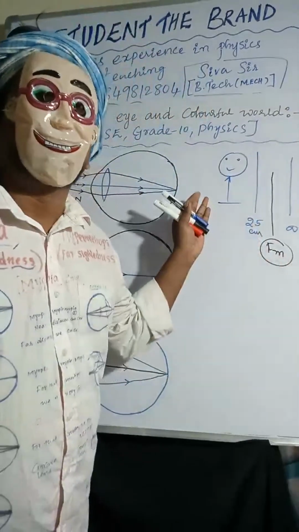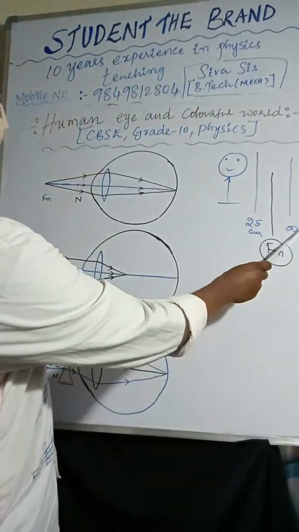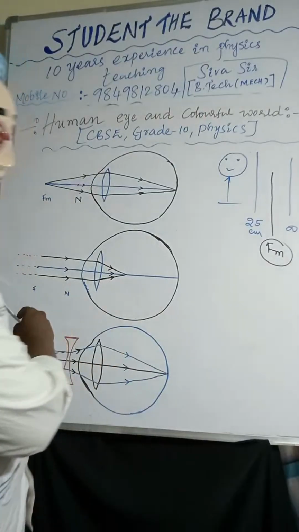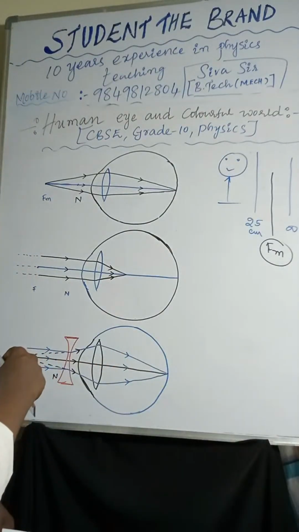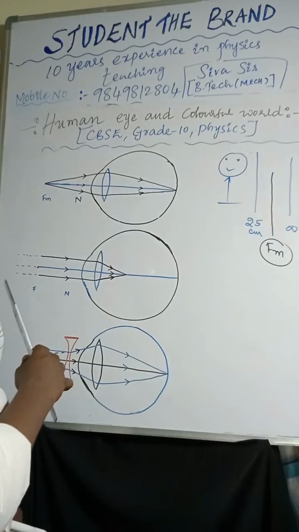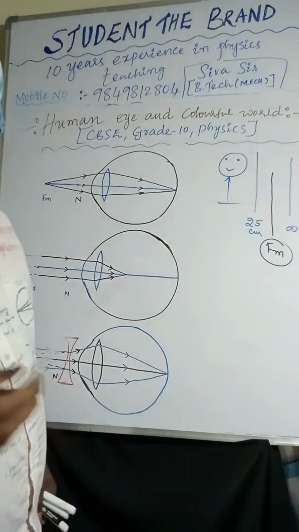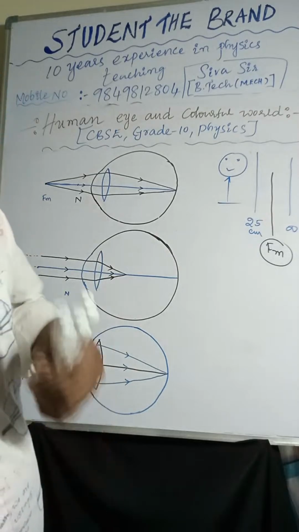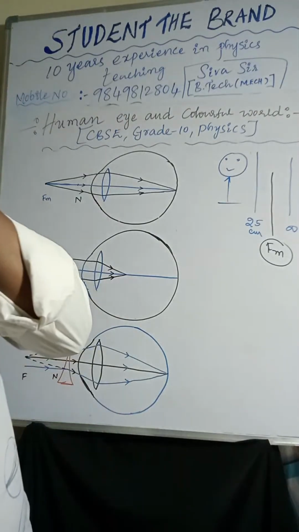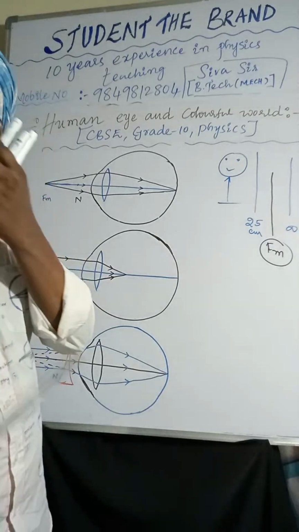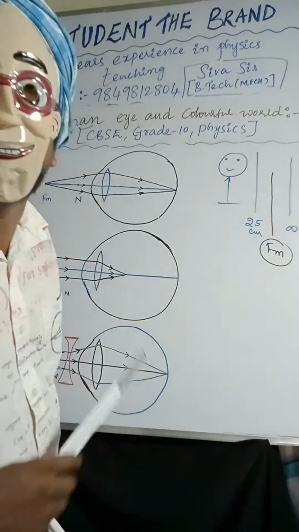The second diagram shows light rays coming from infinity. The dotted lines represent light rays coming from infinity. If the light rays are coming from infinity, where will the image form? The image will form in front of the retina. Yes or no?